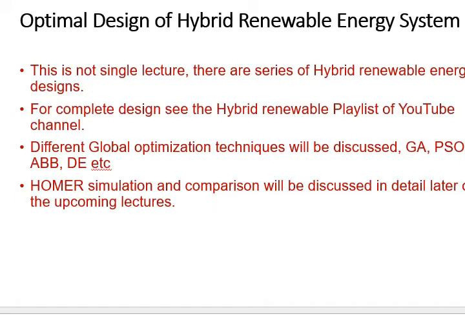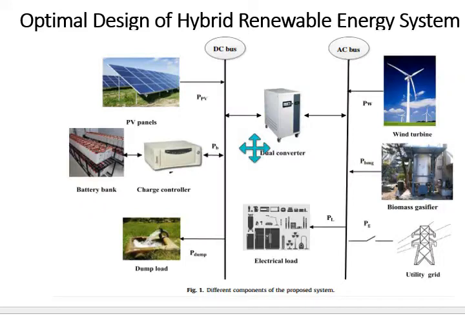As we already discussed, this is not a single lecture, this is a series of lectures in which we will design and optimize the hybrid renewable energy system using different global optimization techniques like GA, PSO, ABC, and in this case we will discuss a generic one. We will also discuss PV, wind, DG, biomass, grid connected and off-grid connected. This was the generic overview of that hybrid renewable system discussed in our previous lecture.